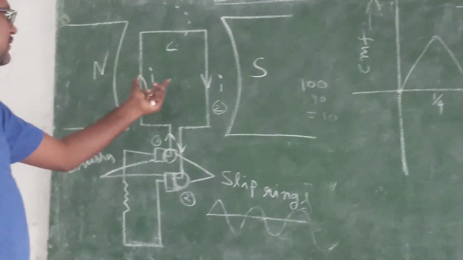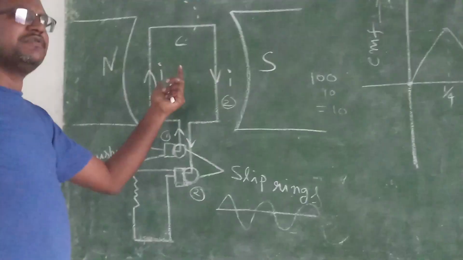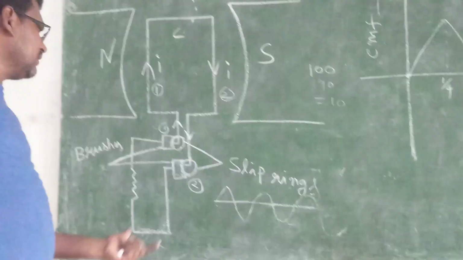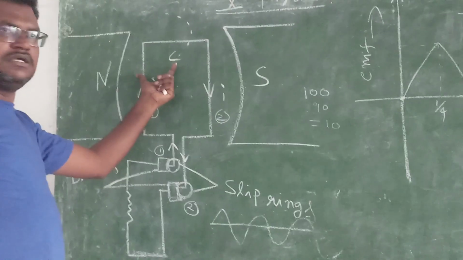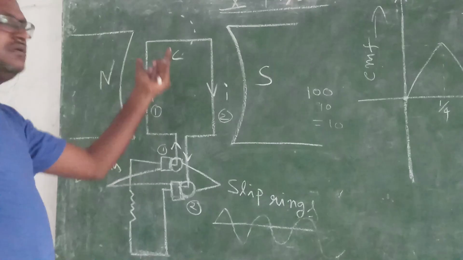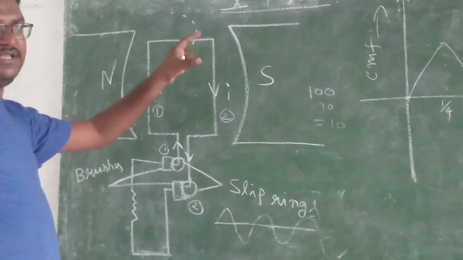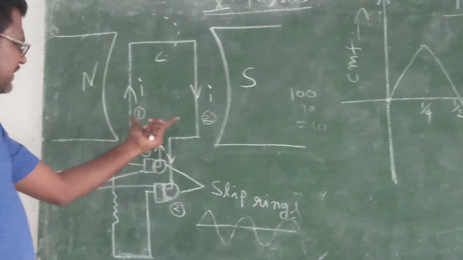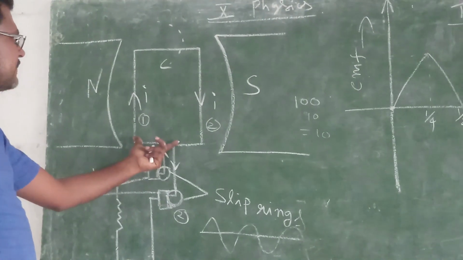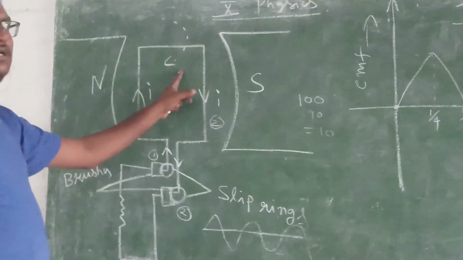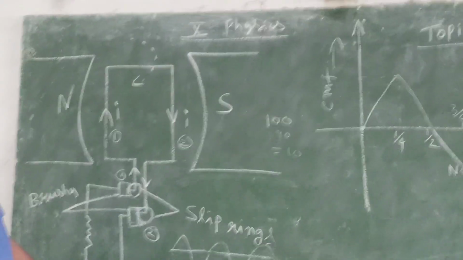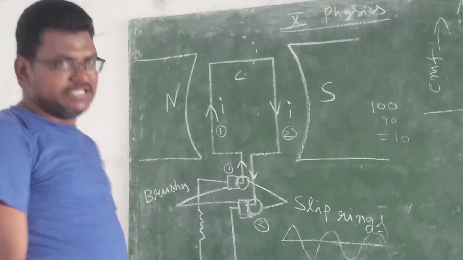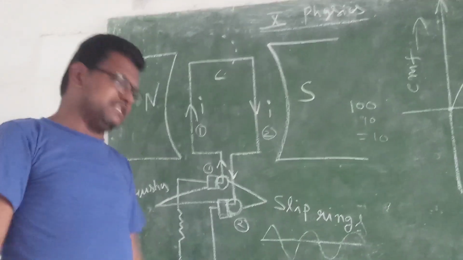So what is the difference between an electric motor and an electric generator? In the case of an electric motor, we supply the electric current and the coil rotates. That means electric energy is converted into mechanical energy. Whereas in the case of an AC generator, we rotate the coil and it generates the current. That means mechanical energy is converted into electric energy. Now this is an AC generator.